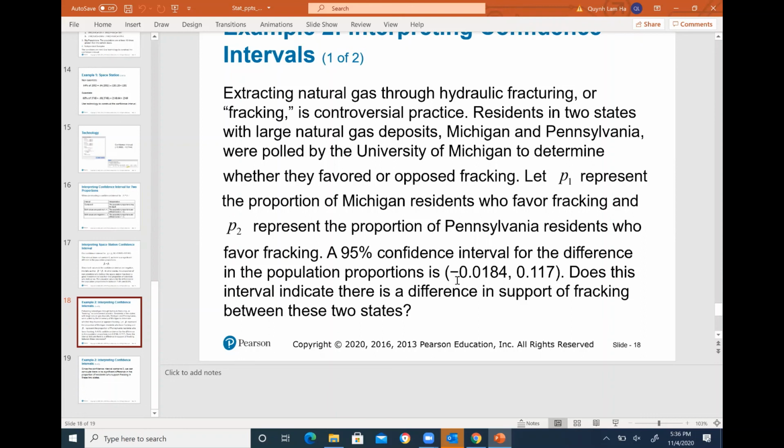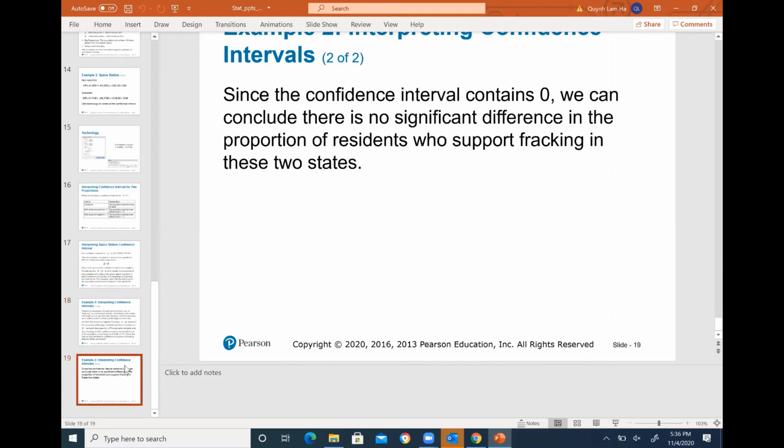So if this happens, a minus and a plus combined, it looks like the interval contains zero, right? You see that? A negative value here, zero, and then above zero right here. So this contains zero. It means they might be equal. That's maybe the question that I want to ask. Since the confidence interval contains zero, we can conclude that there is no significant difference in the proportion of residents who support fracking in these two states.